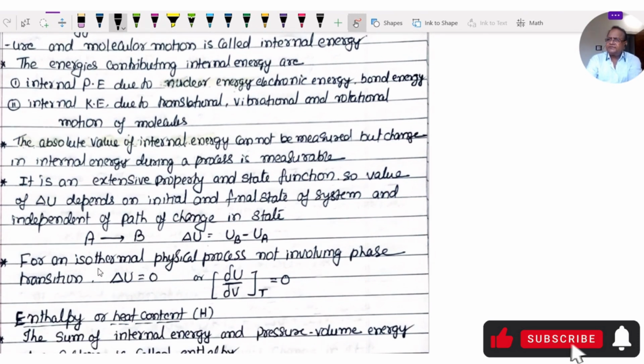A very important line: for an isothermal physical process not involving phase transition, delta U, change in internal energy, equal to 0, or delta U by delta V at constant temperature equal to 0.